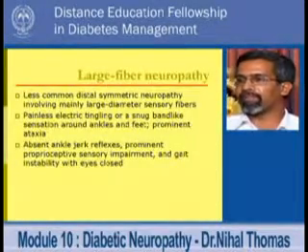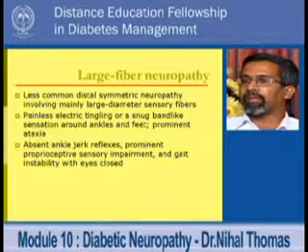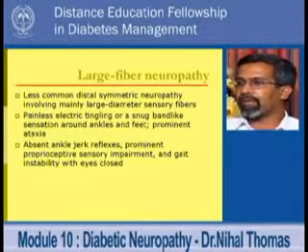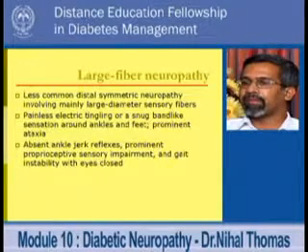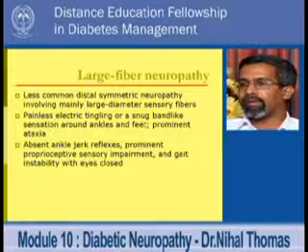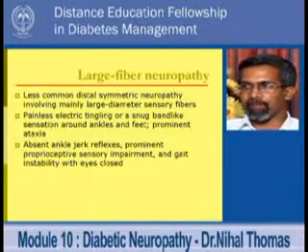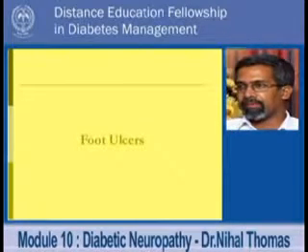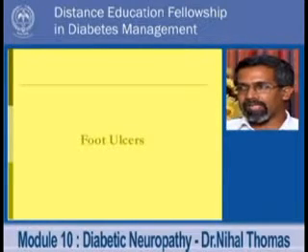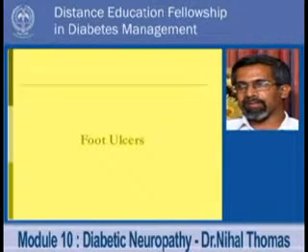Large fiber neuropathies involve electrical tingling or a snug-like band around the ankles or feet, and patients may have a sense of imbalance with a gait instability which may be prominent. When we talk about neuropathy, we should talk about the evolution of foot ulcers. Ulcers are largely due to a neuropathic origin, even though they may be ischemic and infective components in addition.